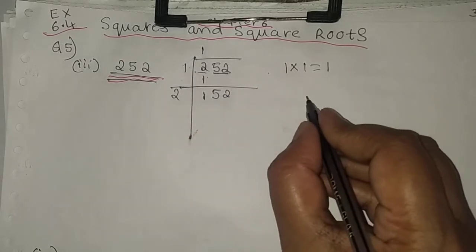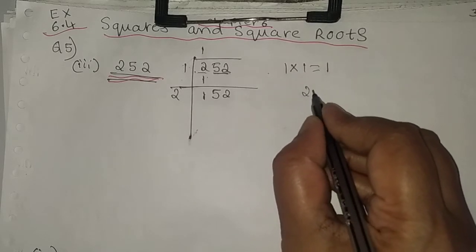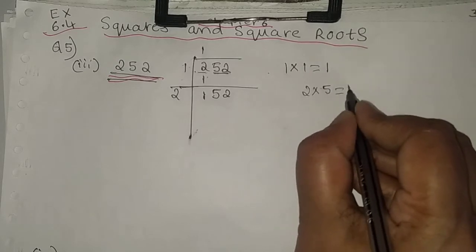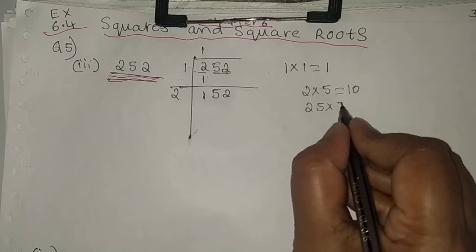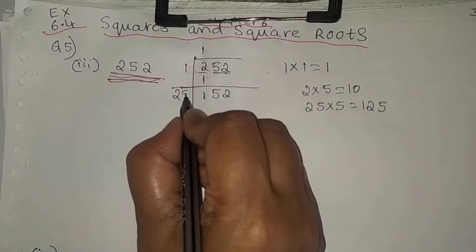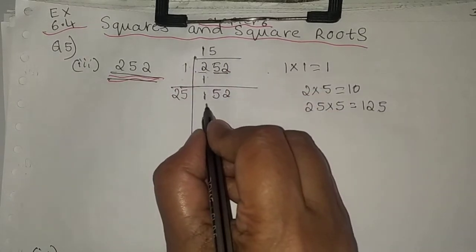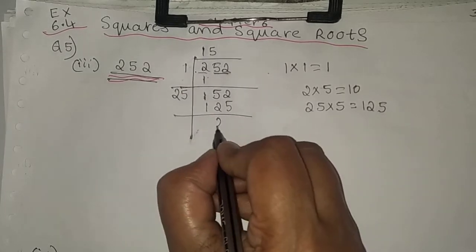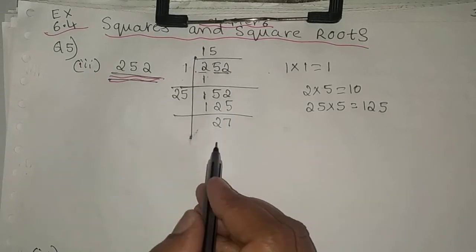Then next step is we'll find out 2 into the nearest number to this 15. 2 5s are 10. Therefore 2 5 into 5 will become 125. So here for 25, then here 5s are. Therefore how much we get? Therefore write 1 2 5 here, and remainder is 27. So what we got? This is the procedure.